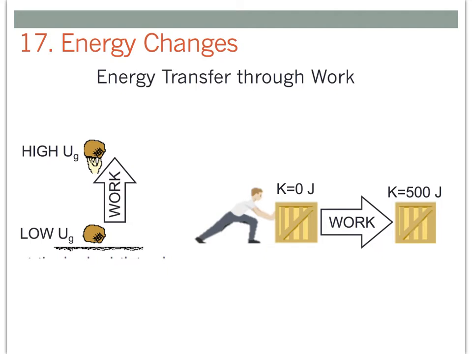So we have two examples here. One, we have a person exerting a force to lift up a rock here, doing work on that rock, and what that does is it increases the gravitational potential energy of the rock. We also have another example over here with a person pushing a box. Same idea, they do work on that box, increasing the kinetic energy of that box.